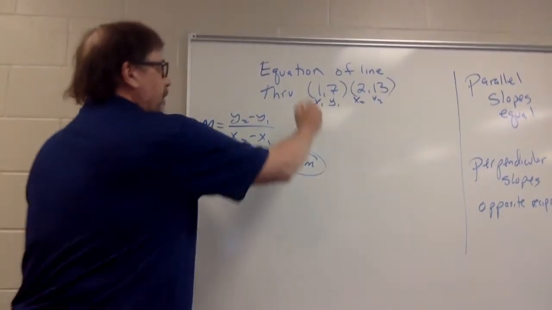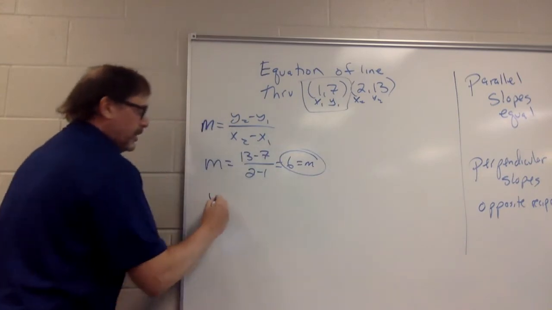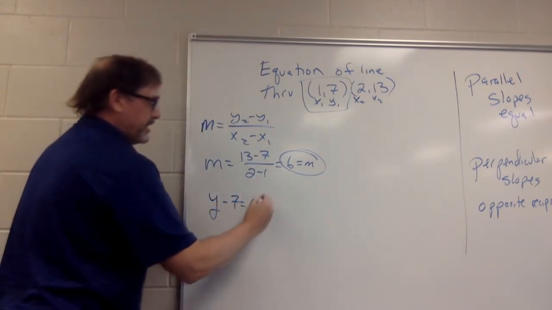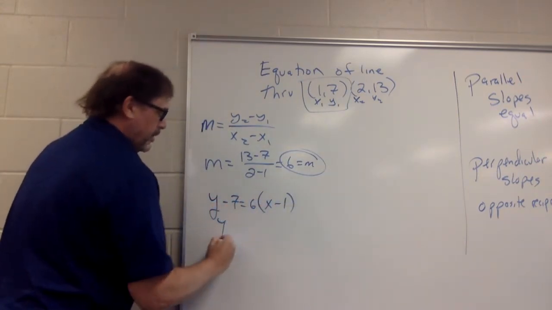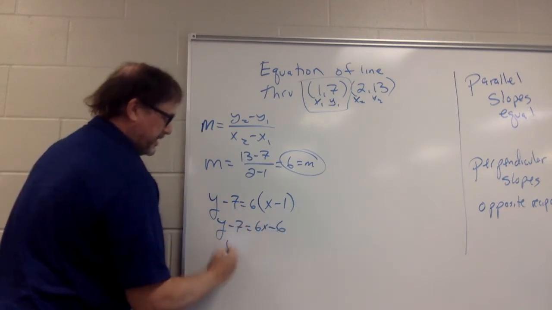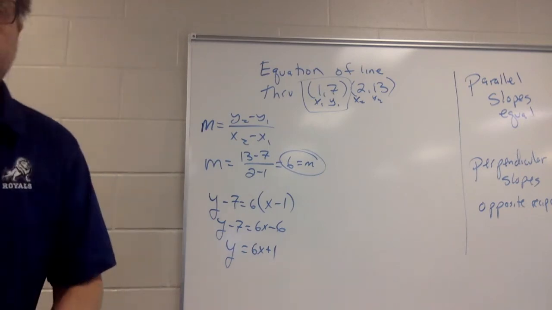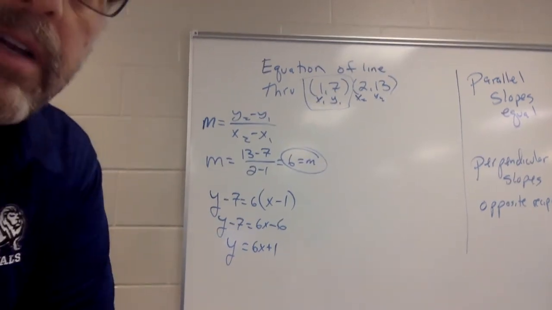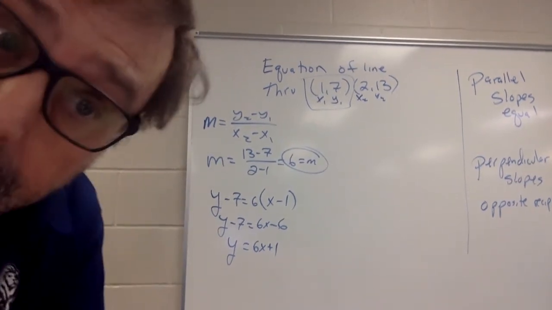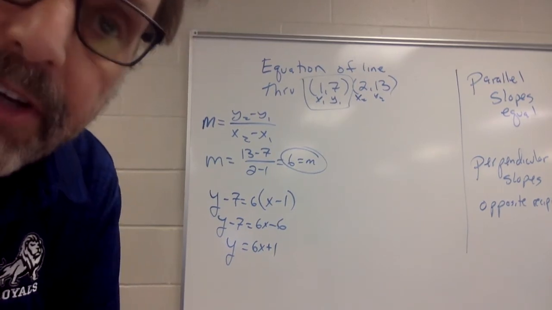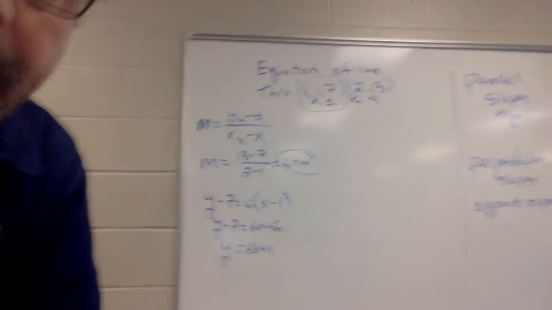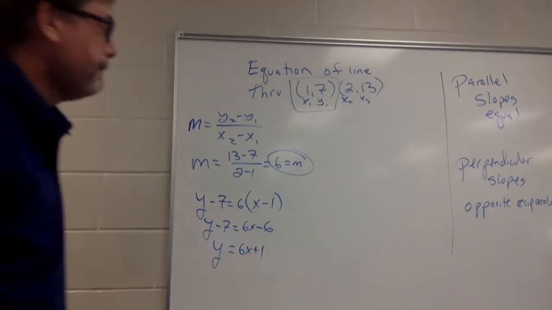So I picked this one. And here we go. y minus 7 equals 6, parentheses x minus 1. y minus 7 equals 6x minus 6, add 7 to both sides. y equals 6x plus 1. Now some of you are saying, I don't think I'll get the same answer. You will. Let me just show you. You could be done. You don't need to do both, but I'm going to do both because I want to.